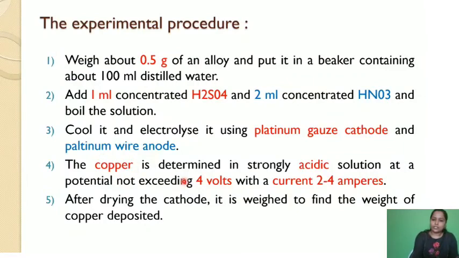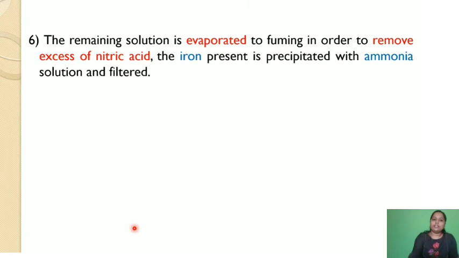At that voltage in strongly acidic solution, electrolysis of copper takes place, and copper is deposited at the cathode. After drying the cathode, it is weighed to find the weight of the copper deposited. Then the remaining solution is evaporated to fuming in order to remove excess nitric acid.